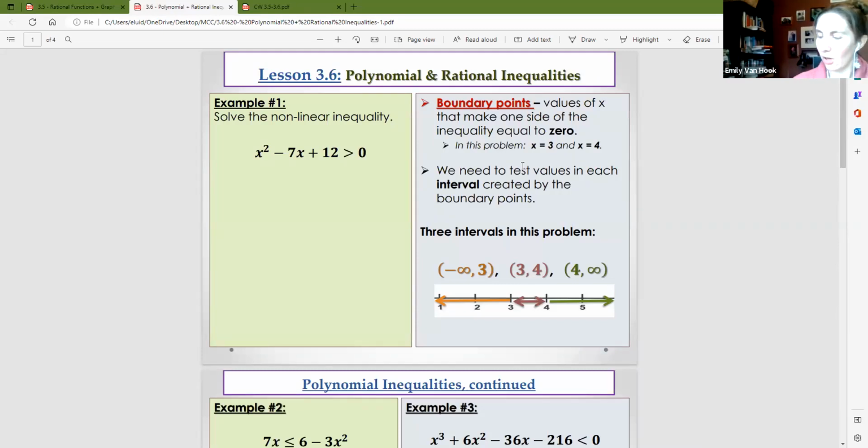Lesson 3.6. So same handout you've been working on, just on the next page. So this would now be the same notes handout. Let me fix my camera here. Okay, there we go. Anyway, so here we are. So lesson 3.6 is going to be on polynomial and rational inequalities.